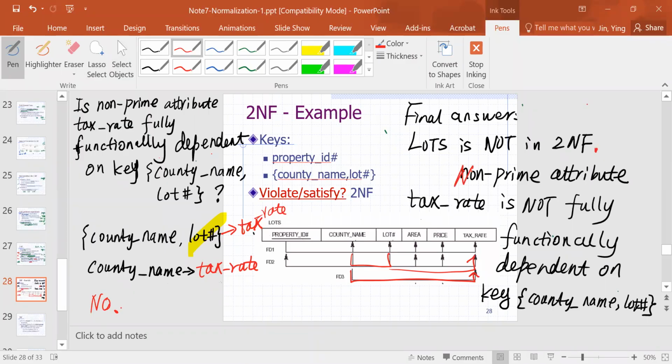And this is a new sentence. So non-prime attribute tax rate is not fully functionally dependent on key. Cannot use abbreviation. You don't do FFD, things like that. You don't want to lose a point unnecessarily just because you want to write a couple fewer characters. And that's basically the no case.